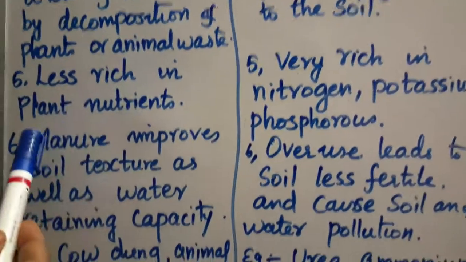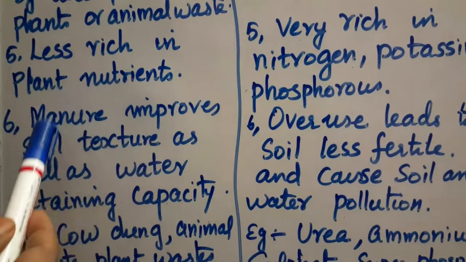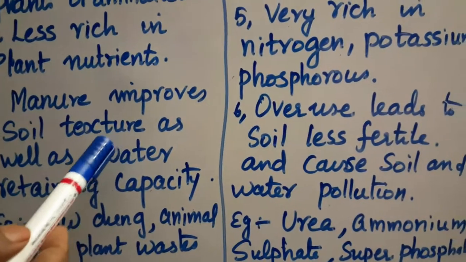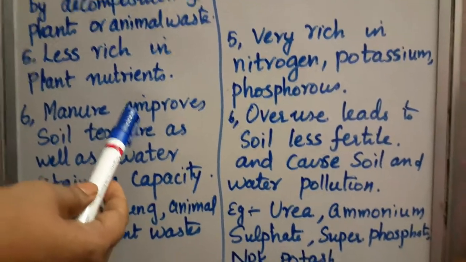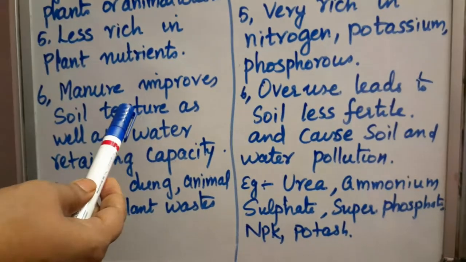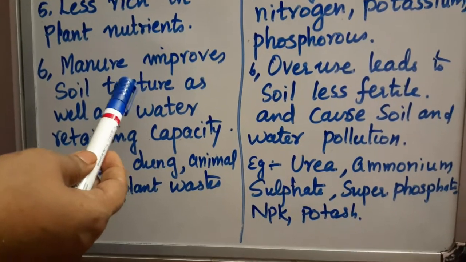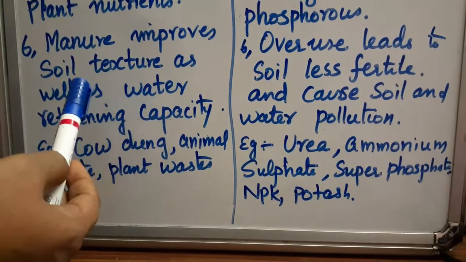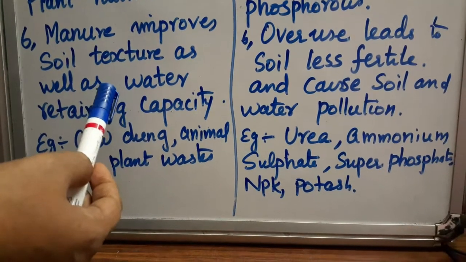Okay, then the sixth point. Manure improves the soil texture as well as the water retaining capacity, because this is only dry leaves or animal waste, cow dung, all that. If we use this manure every year, it will improve the soil texture and the water retaining capacity of the soil.